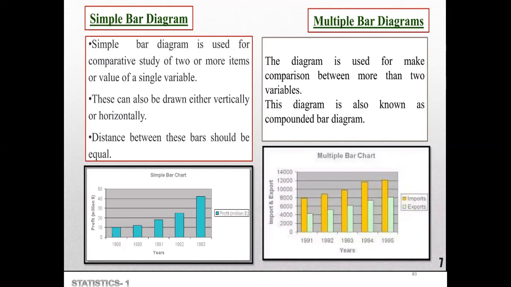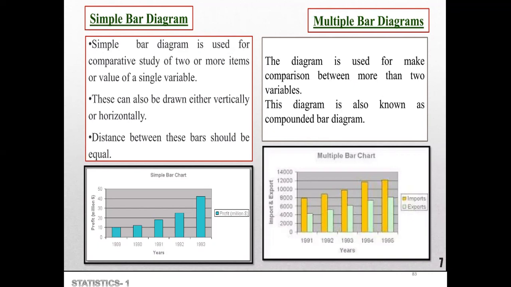For example, here the sales and profit data of a particular company over a period of time is represented. On the x-axis, you can see the various years represented, starting from 1989 to 1993: 89, 90, 91, 92, 93, and the profit of the company in millions is represented on the y-axis. This is how simple bar diagrams can be represented.